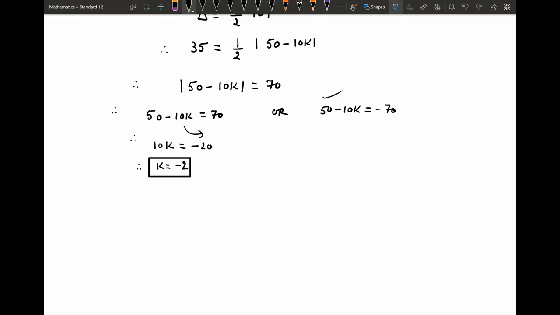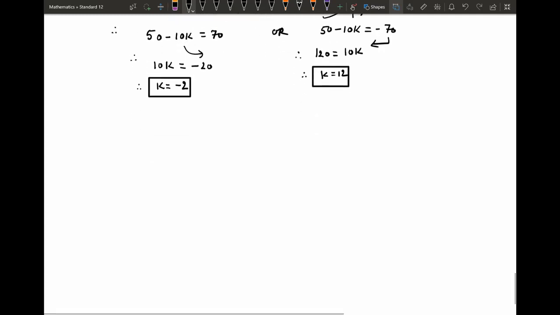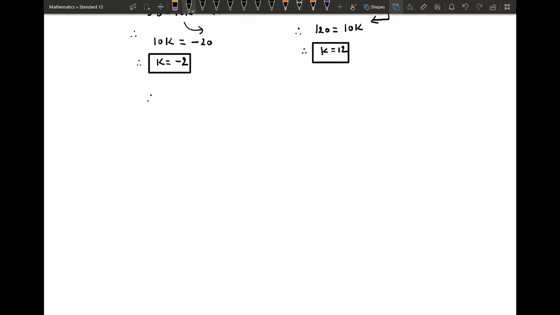Now we solve the other equation. 70 plus 50, so 120 equal to 10k. Transfer this term, so k equal to 12. So the possible values of k are either 12 or minus 2. Therefore k equal to minus 2 or k equal to 12. This is the answer.